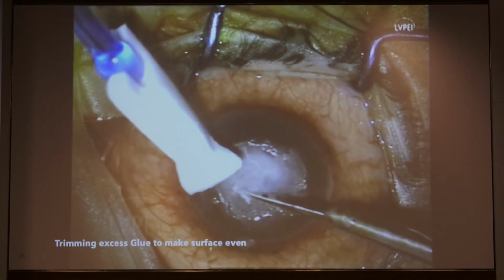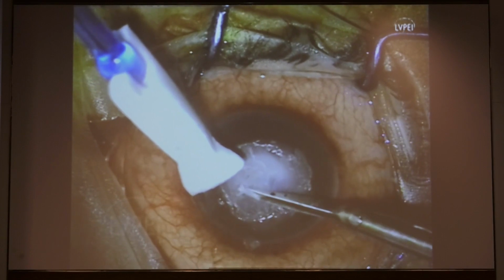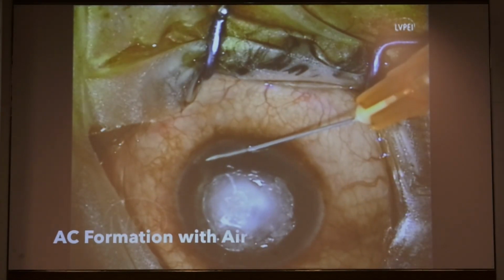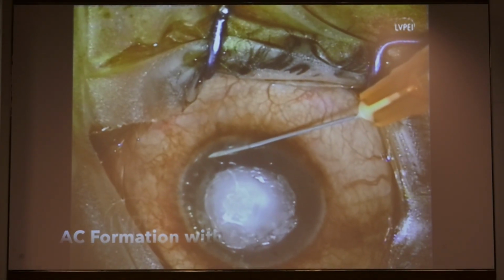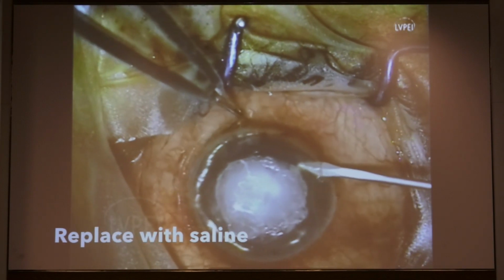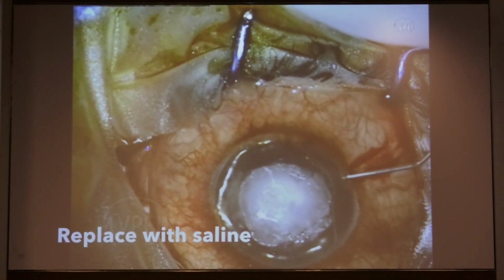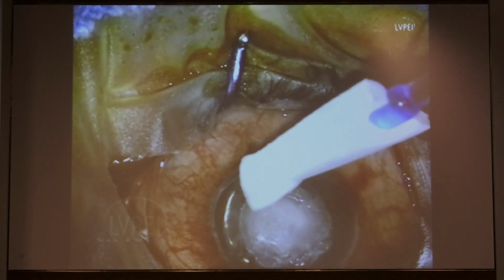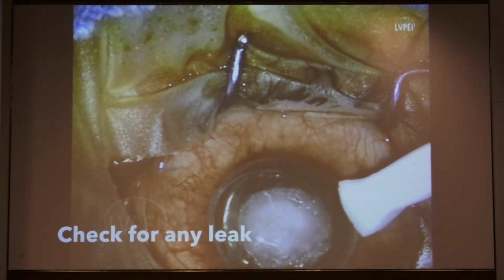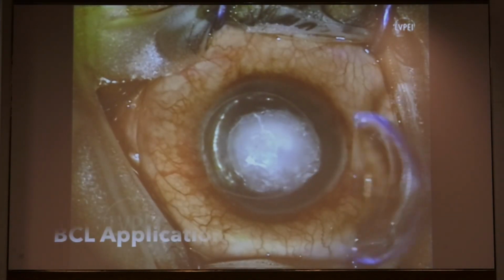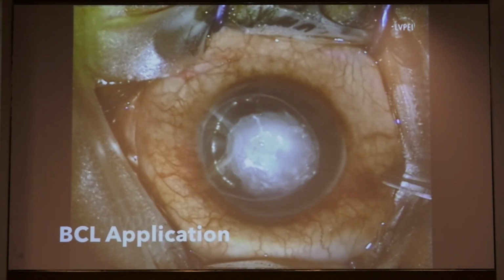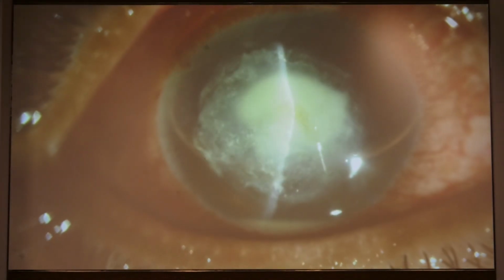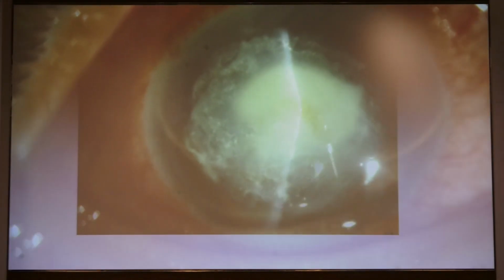A 26 gauge needle was used. The areas of peaking were trimmed off using Vannas scissors. Using a 29 gauge needle, anterior chamber was formed and later on replaced with saline, and checked for any leak. The BCL is finally placed. And this is the post-operative outcome with the full formed anterior chamber.